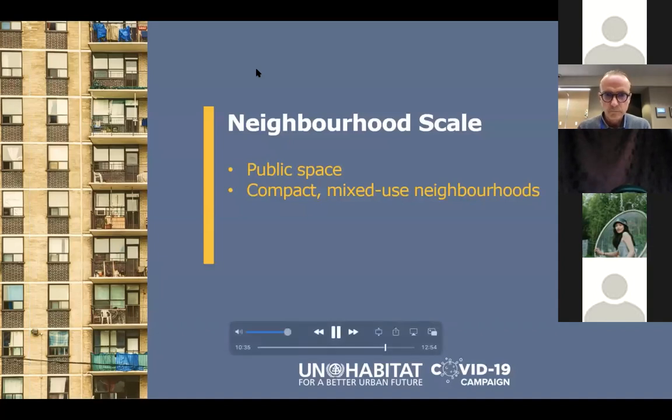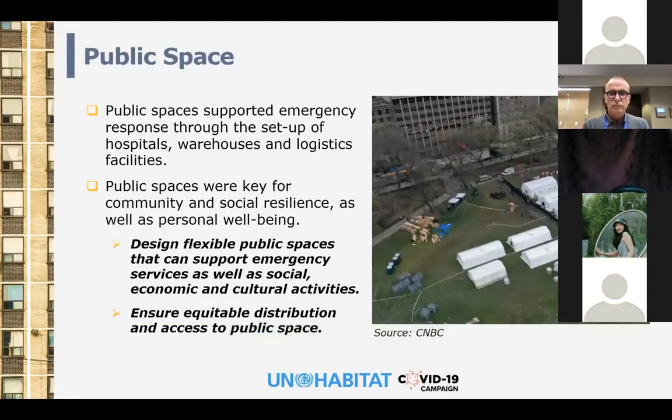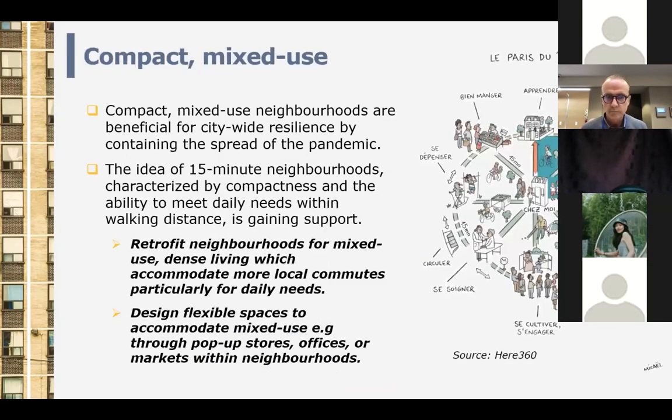At the neighborhood scale, public spaces supported emergency response through the setup of hospitals, warehouses, and logistical facilities. They were also key for community and social resilience as well as personal well-being. Compact and mixed-use neighborhoods are beneficial for citywide resilience by containing the spread of the pandemic. They allow people to meet their daily needs within walking distance. Retrofitting neighborhoods for mixed use and dense living, which can accommodate more local commutes, will be key in building resilience for the future.